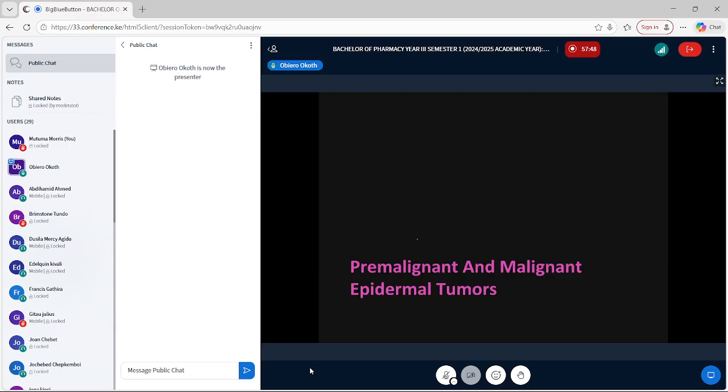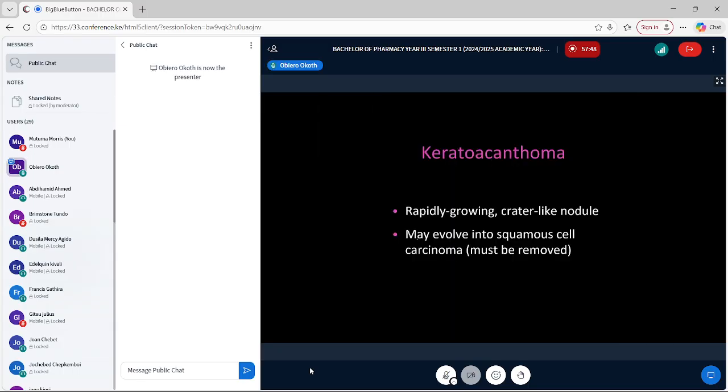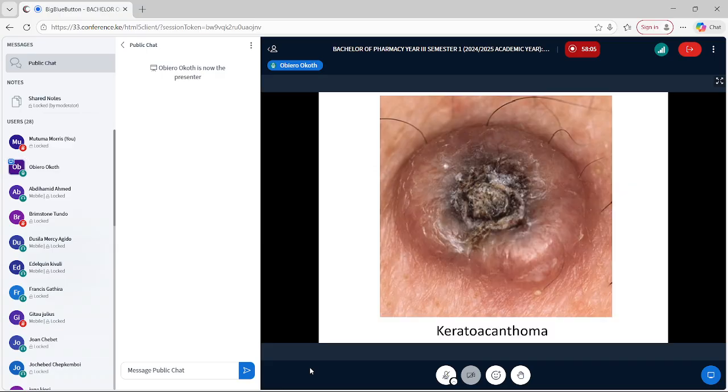Okay. Premalignant and malignant epidermal tumors, you can have what's called keratoacanthoma. Some people think keratoacanthoma is just a squamous cell carcinoma that is well demarcated. A rapidly growing crater-like nodule, it may evolve into squamous cell carcinoma. It must be removed. It looks something like this. So if you see something like this in an adult, be careful. You could be dealing with a form of squamous cell carcinoma, keratoacanthoma-like, with a central crater.